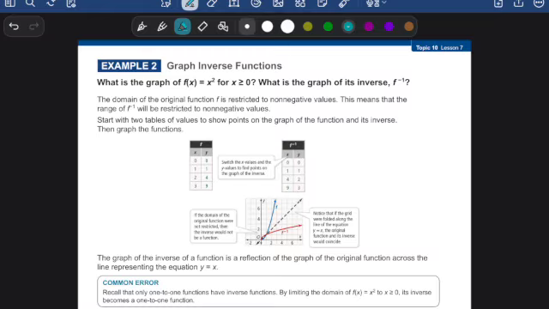Okay, example 2, graphing an inverse function. What is the graph of f of x when it is x squared for x is greater than or equal to 0? So we do have a restriction here. And then what is the graph of the inverse? Okay, so this is the parabola, but we only want positive values of x. So we're only doing this right side of our parabola. It is upward facing. It's our parent function, but we're only doing the values that are to the right of the y-axis. So since the original function is restricted, then the inverse function will also be restricted to only those positive values.